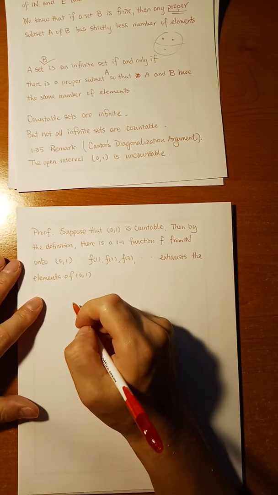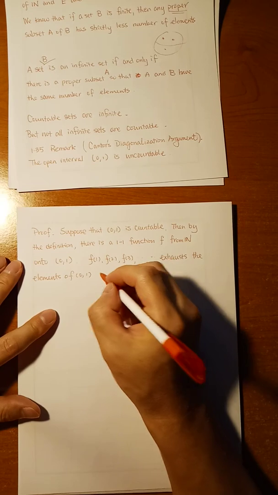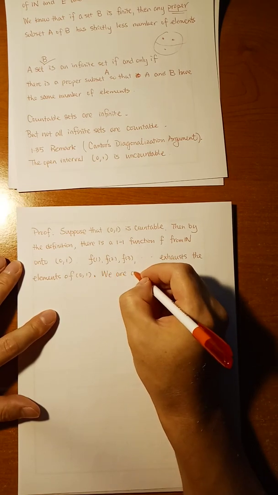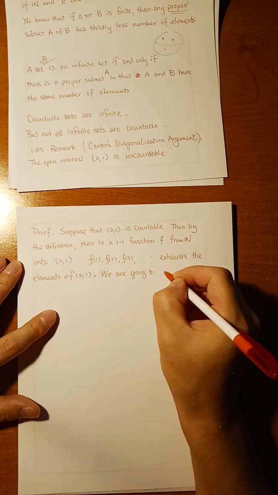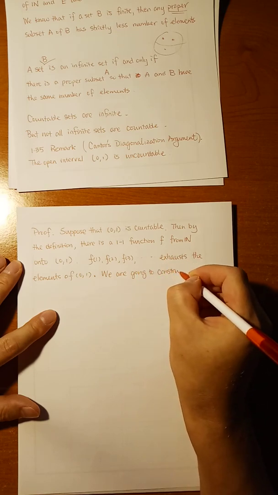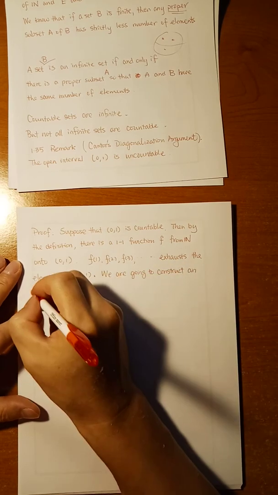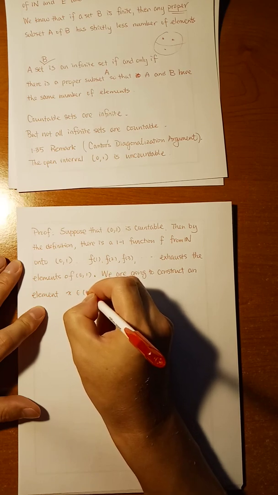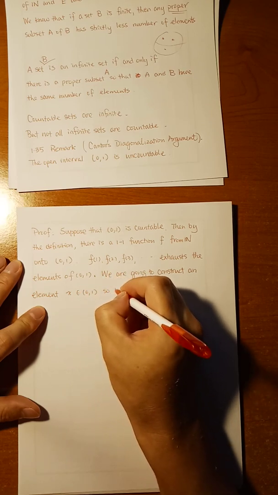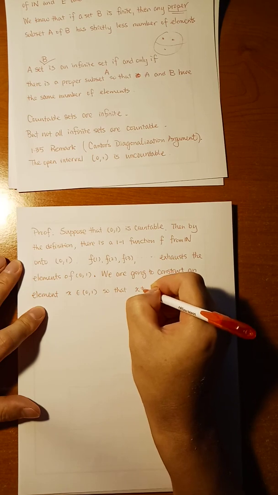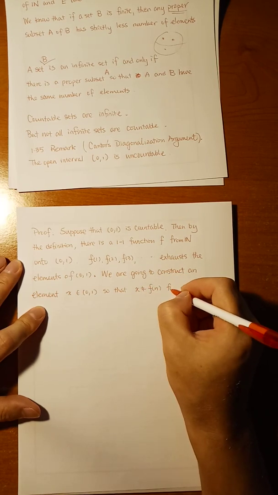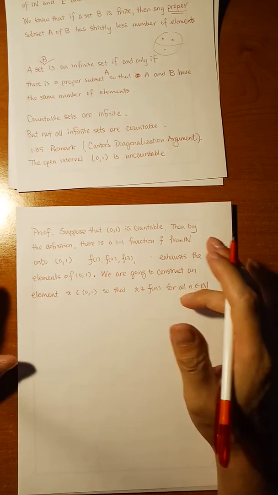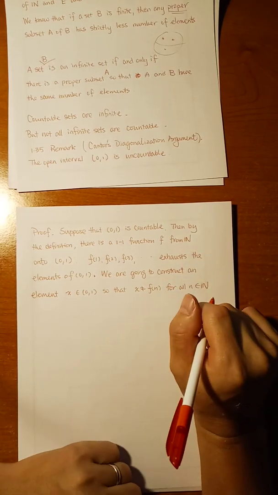To do this proof, we are going to construct an element x in (0, 1) so that x is not equal to fn for all n in the set N. We're going to do this construction. How do we do this construction?